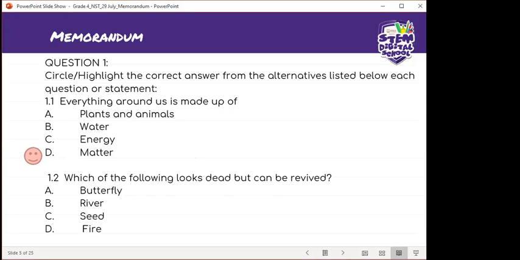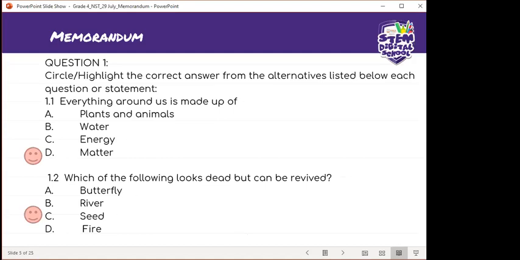Question 1.2. Which of the following looks dead but can be revived? Siyabonga, I see your hand. Diane, you can also just keep your hand up for the next question. Yes, Siyabonga? Seed. Excuse me, come again? Seed. All right, thank you very much, Siyabonga. Let's see if indeed it is seed. And indeed, question 1.2 was seed.